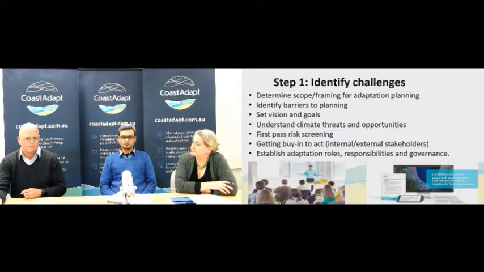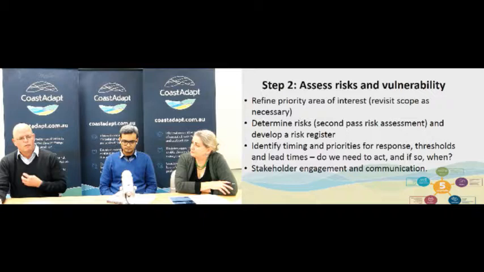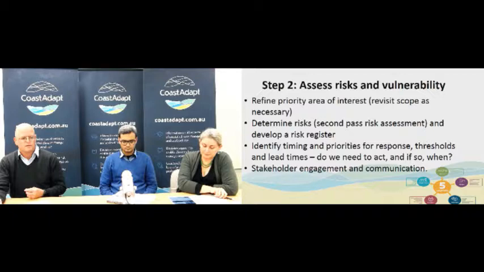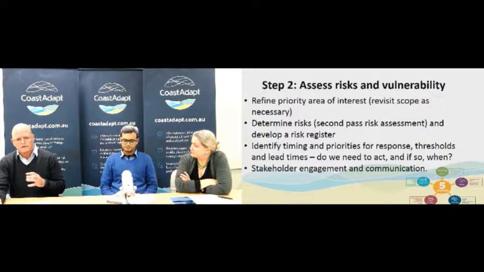The next step is undertaking your risk assessments and determining the vulnerability that you face from climate change. This gives you the opportunity to really start to refine your priority areas of interest. So you've done your first pass risk assessments, you know vaguely now where the challenges are going to be, and you can really refine where you're going to put your effort into doing your second pass risk assessments. You then can undertake those second pass risk assessments and develop a risk register for your organization or your area of interest.